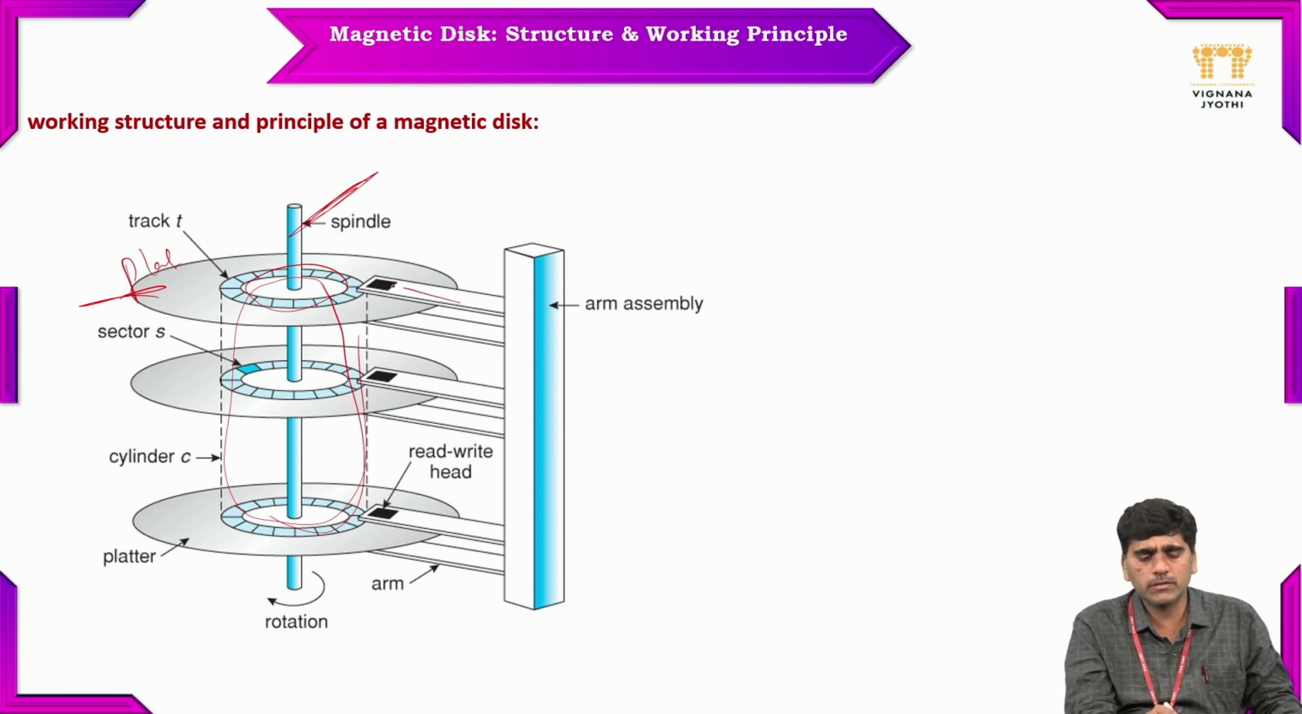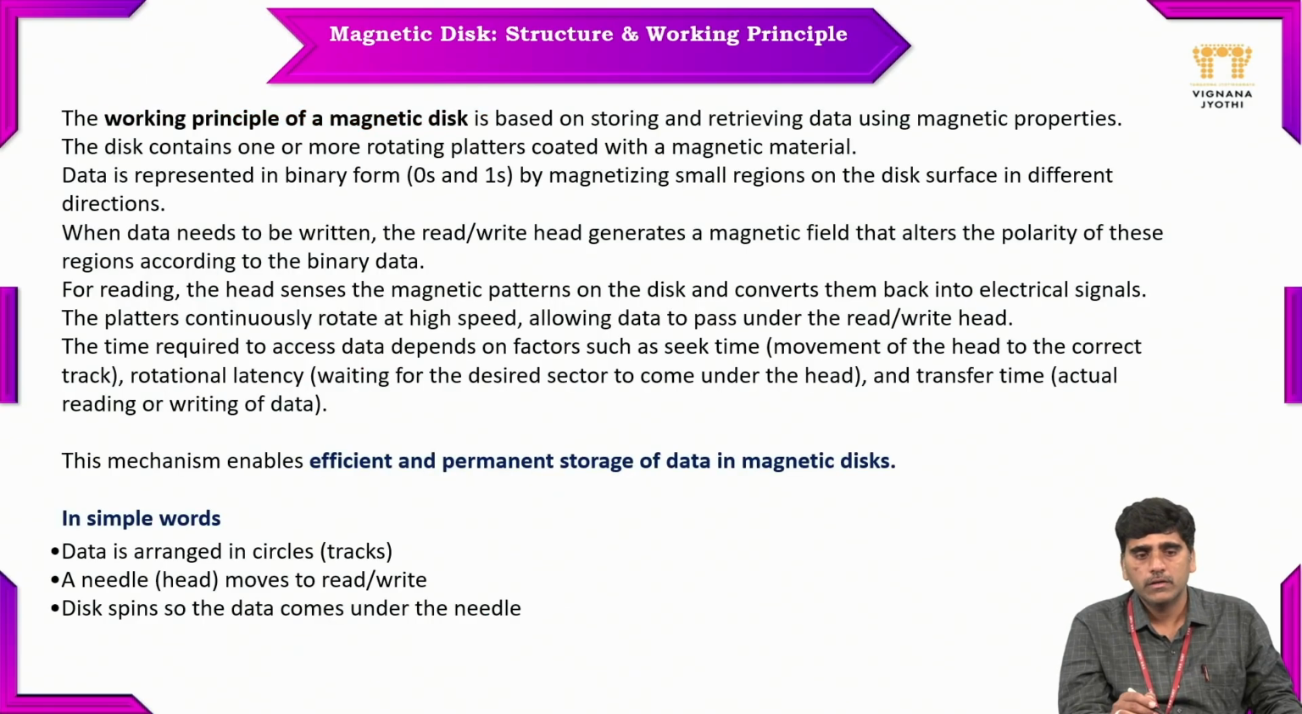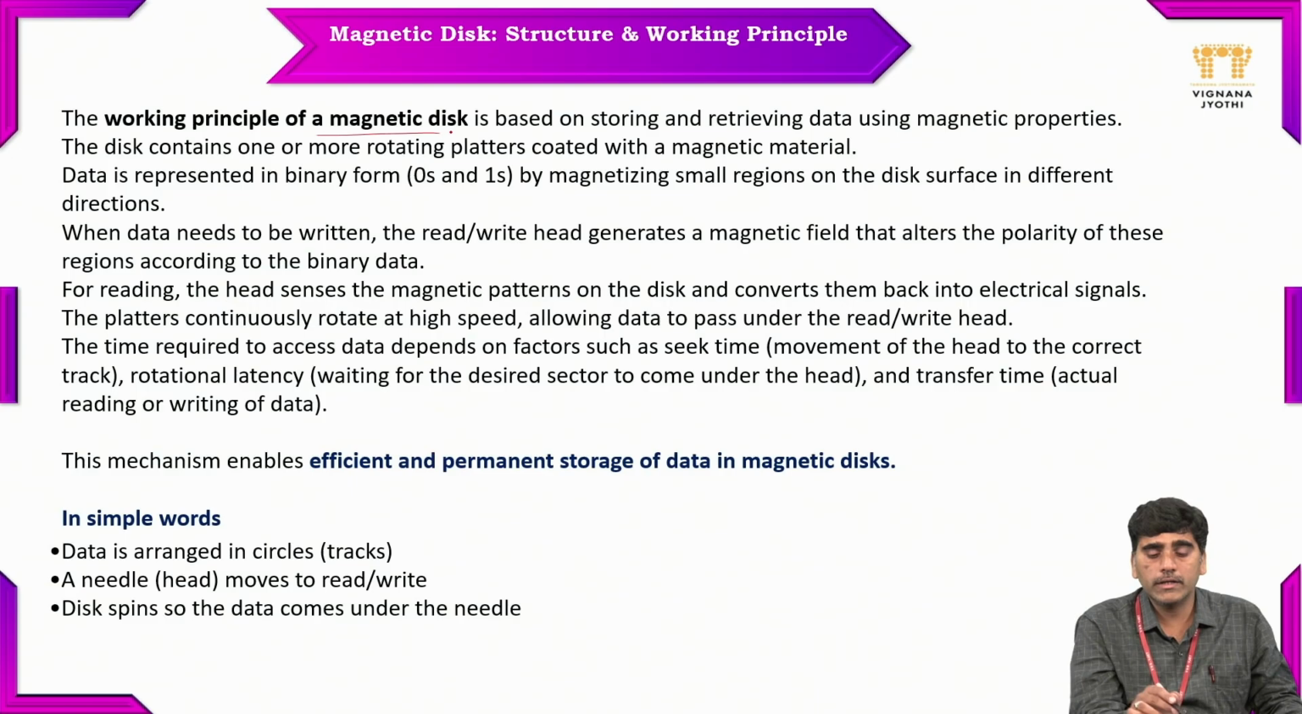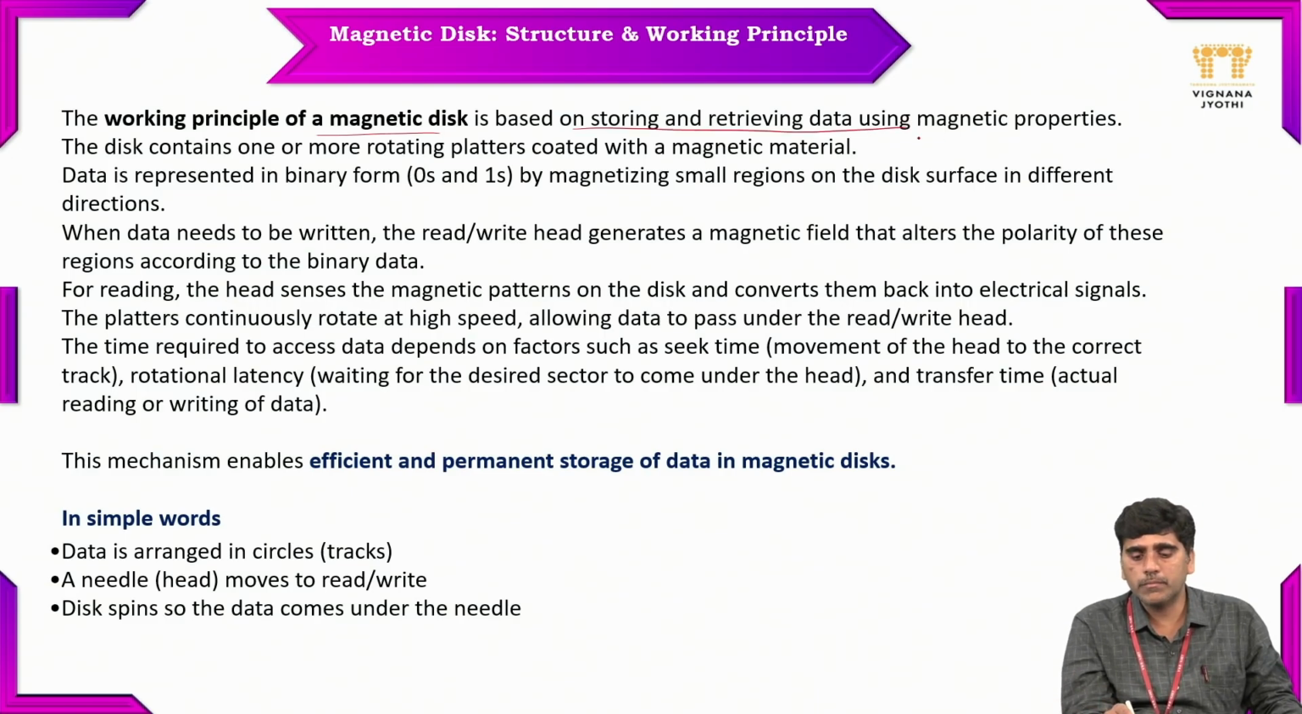The arm assembly is always moving the read or write head onto the platter. Whenever you perform read or write operations, the head is always kept on the platter. So it controls the movement of the head. The working principle of a magnetic disk is based on storing and retrieving data using magnetic properties. The platter has a flat surface where the data is stored in the form of magnetic signals.